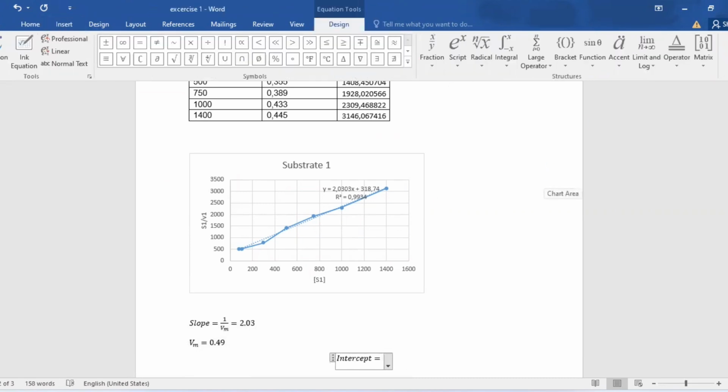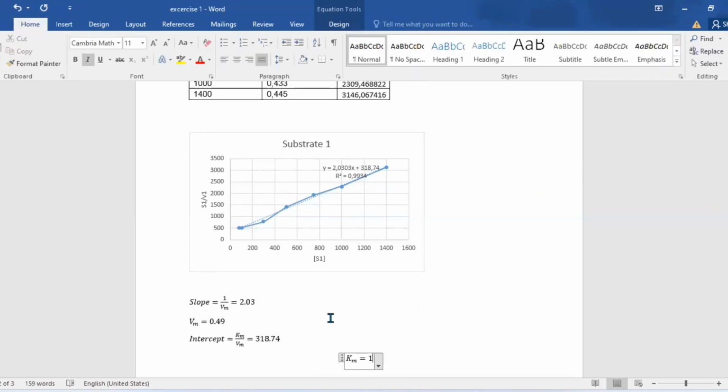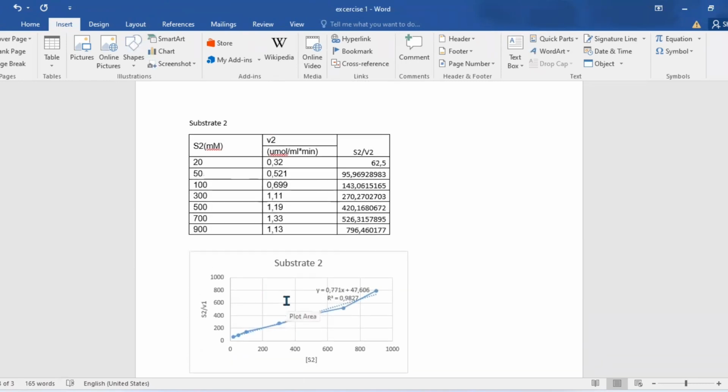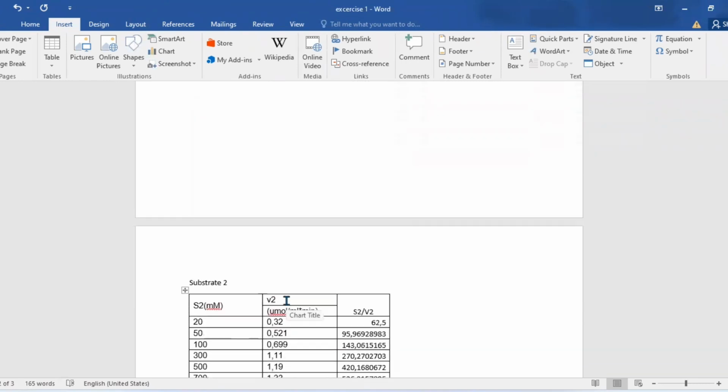Now let's calculate the intercept. The intercept is our Km over Vm. We already have our Vm and we know our intercept, so let's calculate the Km by saying Vm multiplied by the intercept, and we should get 155.82. Do the exact same thing for substrate number 2.